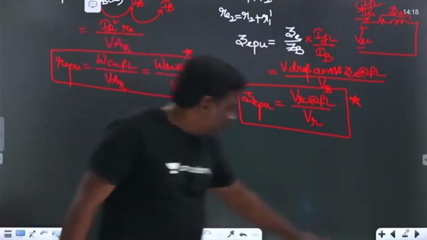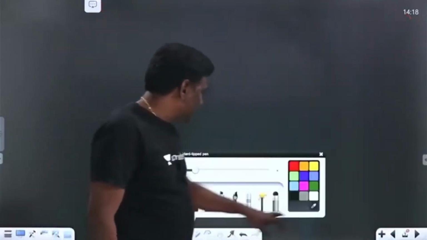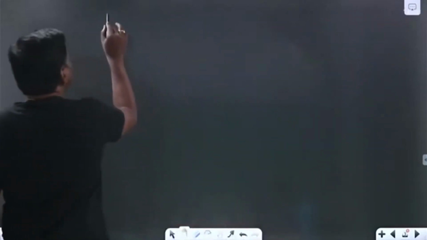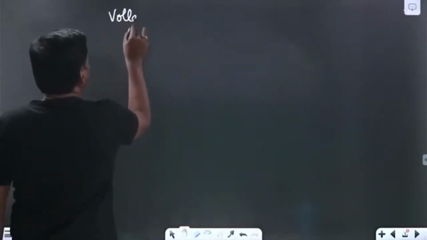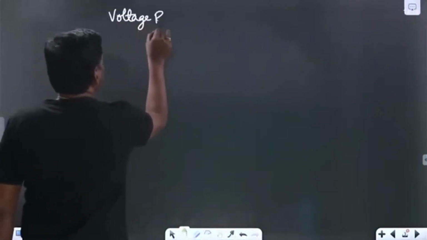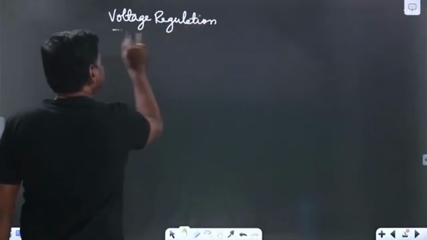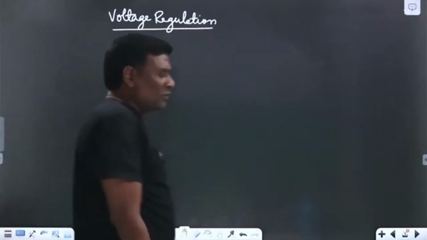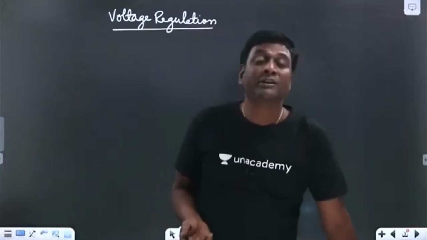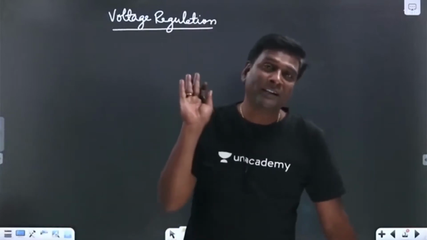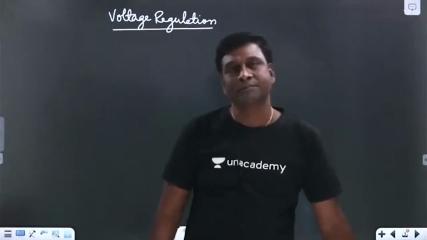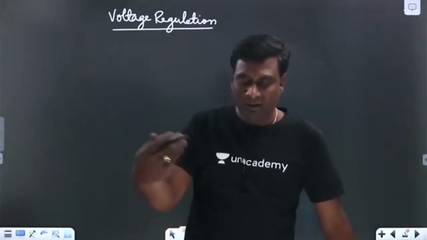Now, let us think of voltage regulation. Immediately after this, we can start voltage regulation problems. Let us think of the significance of voltage regulation. Why we calculate it for power transformer, why for distribution transformer, everything we already discussed in our previous session, the last but one.